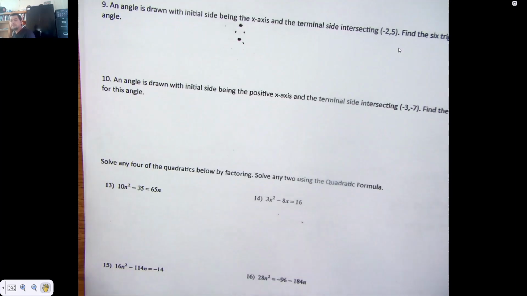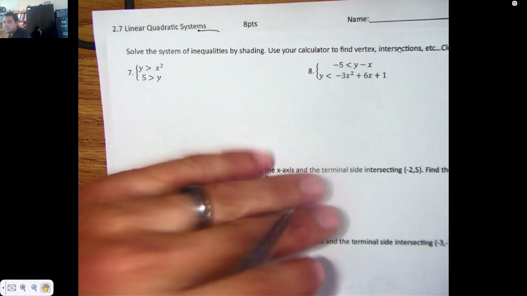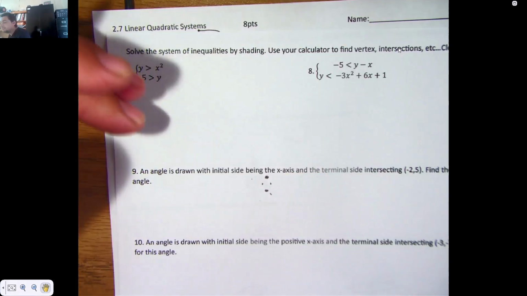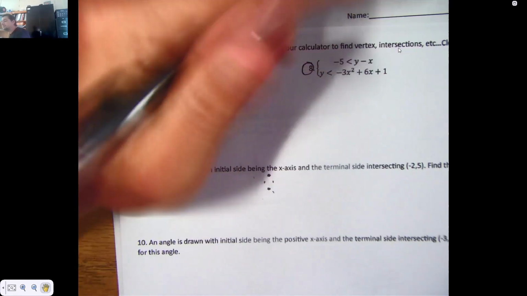Alright. This says solve your system by shading. You are supposed to use your calculator to find the vertex and the intersections and clearly label them. It's actually not going to be too bad. It's really not. I'll do 8 since it's the hard one.